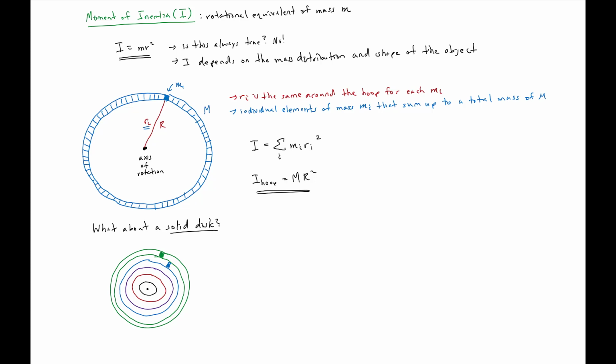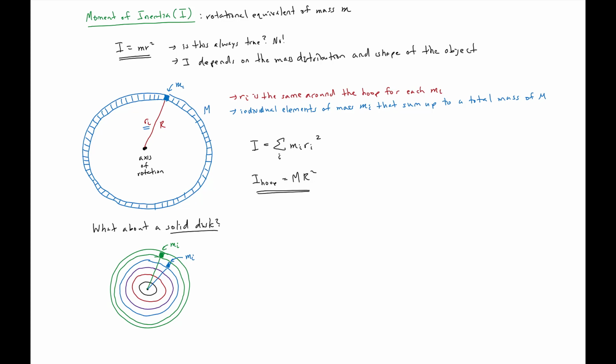You have these mi's at the outermost ring having a radius of capital R, but then you have these mi's in blue that have a different radius, Ri. So we have to be careful when we're looking at moment of inertia, because different shapes will have different values. So back to our question about the solid disk.